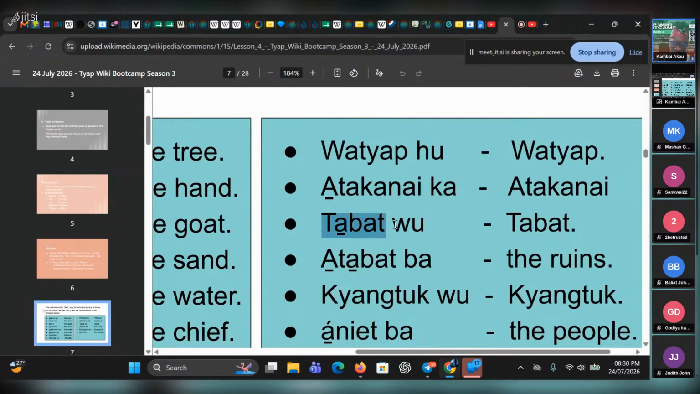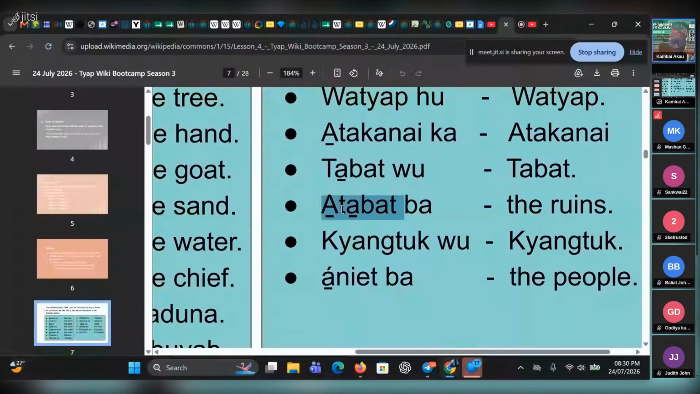Tabadu is the name of a person. And most Tyap words that start with letter T have the Wu definite article. But then usually if it is the name of a person, this Wu is usually used, except maybe there are unique differences or unique situations. And then we have Atabat. Atabat Ba. Now this is ruins. It's a plural word. Atabat is a place that people used to live before and they no more live there. They have packed to another place.